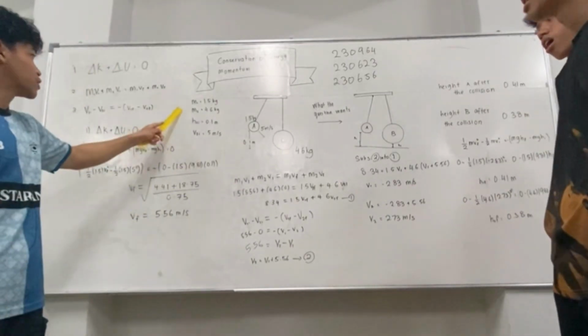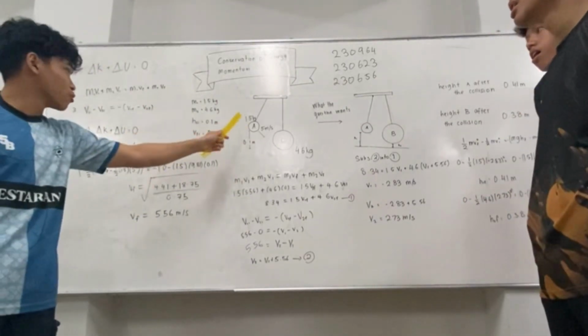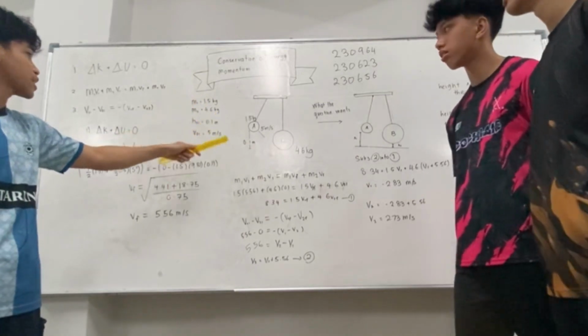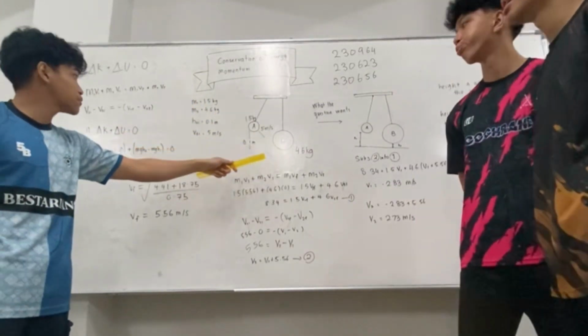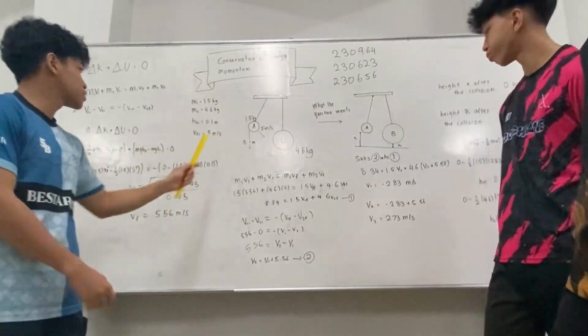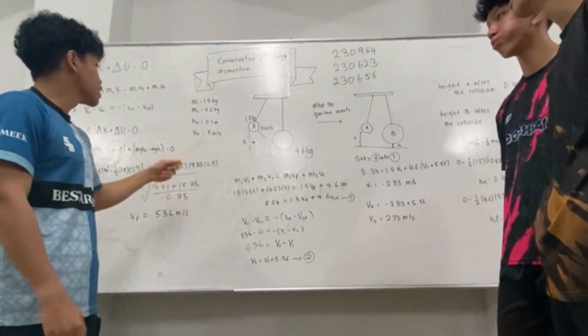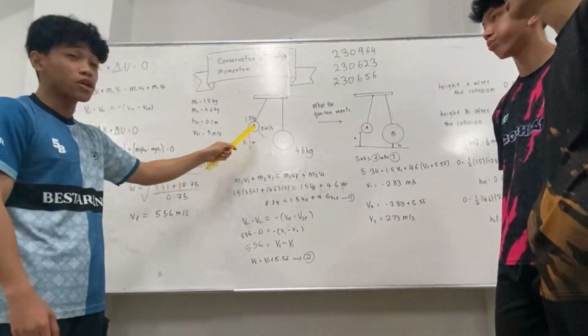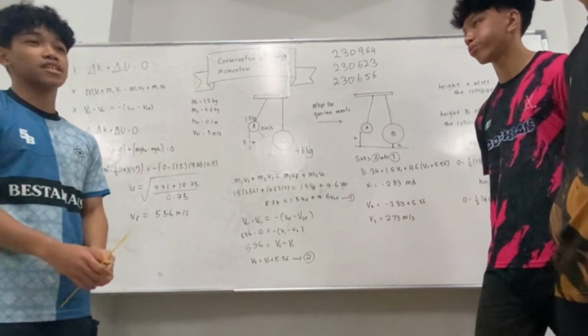This is the information given to us. The mass of ball one, the smaller one, is 1.5 kg, while the mass of the second ball is 4.6 kg. The height of the first ball is 0.1 meter, while the initial velocity of the smaller ball, ball A, is 5 millimeter per second.